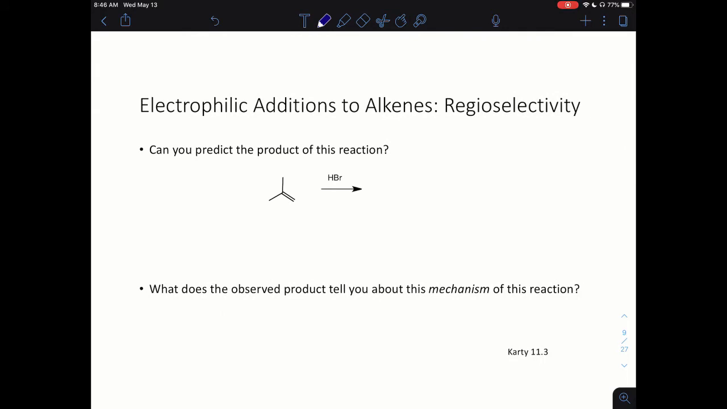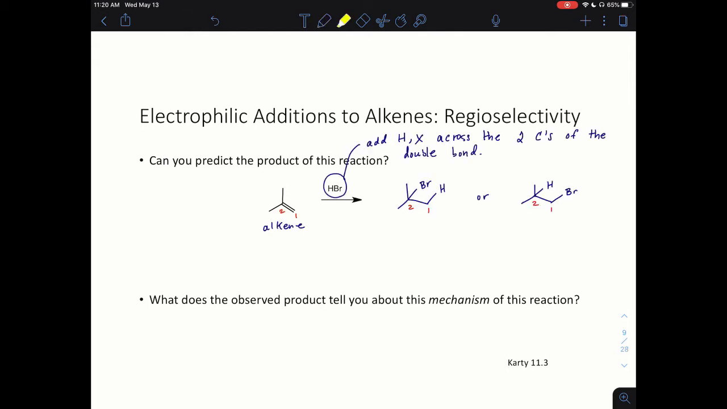So let's try again, staying on this theme of electrophilic additions to alkenes. Can you predict the product of this reaction? Please give it a shot. When an alkene is treated with HX, the hydrogen and the halogen add across the two carbons of the alkene. Now, this alkene is asymmetric, and so this time it will make a difference to which carbon each of these atoms adds.